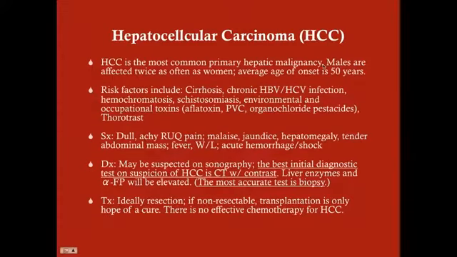Some of the other risk factors that aren't quite as common in the U.S. are hemochromatosis. Schistosomiasis is a biggie because this is worldwide the number one risk factor for hepatocellular carcinoma. It's just that in the U.S. people don't get this. And then some environmental and occupational toxins include aflatoxin. So that's something that is found in hay, and so farmers can be exposed to that. Polyvinyl chloride is something that people can be exposed to occupationally.